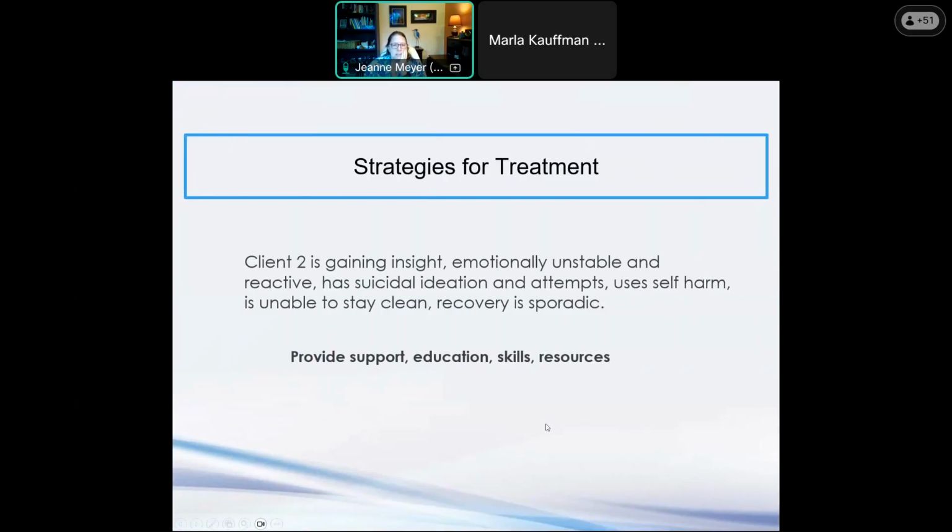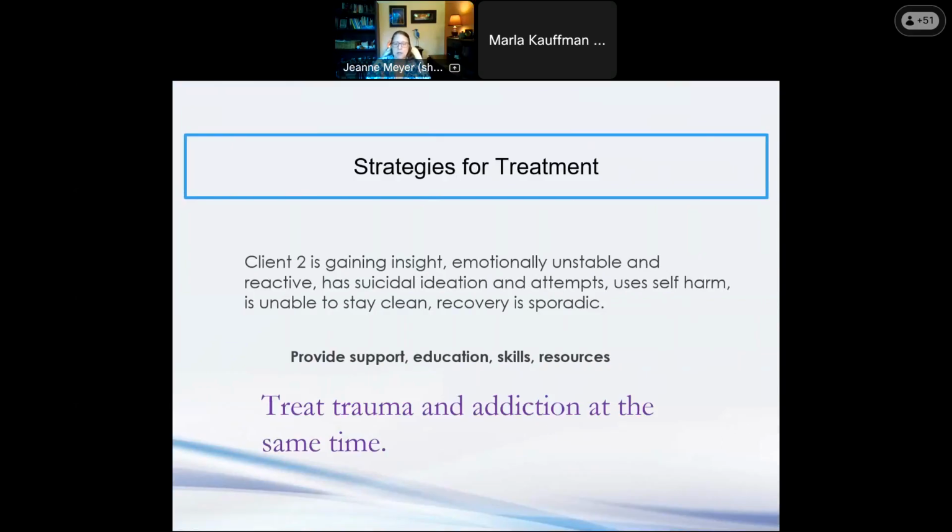And in this case, if you don't treat the trauma, he's not going to be able to stay clean. And if you don't treat the addiction, he's not going to be able to treat the trauma. So this is, again, one of those times where addiction interferes with trauma treatment, trauma interferes with addiction treatment. So they must be addressed at the same time. So the triggers that he's experiencing are most likely trauma and addiction triggers at the same time.